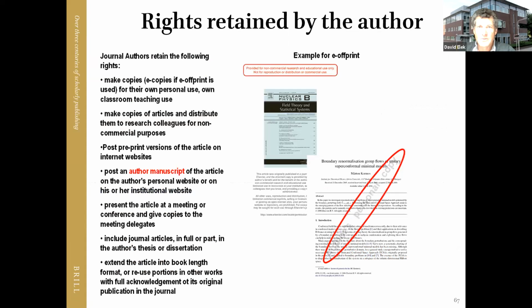Now, some rights are retained by the author. If you have written a journal article and you've published a journal article, you may make copies for your own personal use or for classroom teaching use. You may make copies and distribute them to research colleagues for non-commercial purposes. You can put preprint versions on an internet website. And you can put an author manuscript on your own website. What you can't do is to put the published article on your website or on any other website. The publisher published article has to remain on the publisher website.